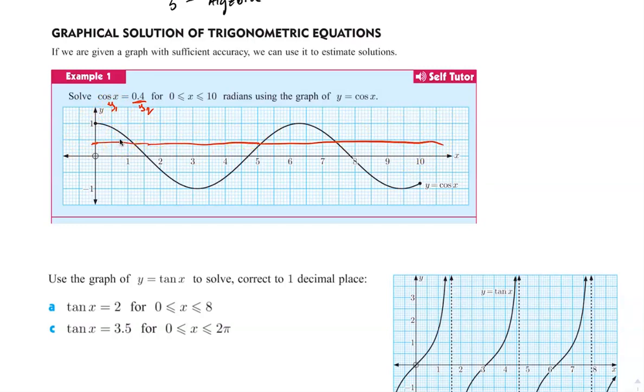Well, they cross right here. I can estimate that to be, it looks like 1.3, I'm going to say. They cross right here. It looks like 5.1. I'm going to estimate 5.1. And they cross right here, which looks like 7.4-ish. And that's how you figure out where two things cross given a graph.